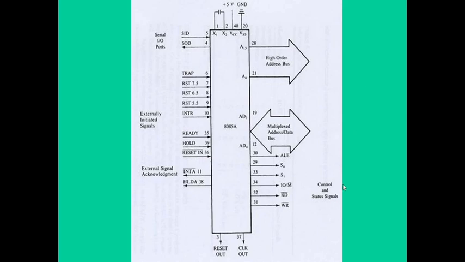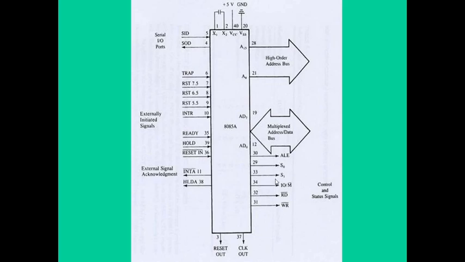Third classification is control and status signals. This group of signals include two control signals, read complement and write complement, three status signals, input output oblique memory complement, S1 and S0 to identify the nature of the operation, and one special signal which is ALE, which is used to indicate the beginning of the operation.